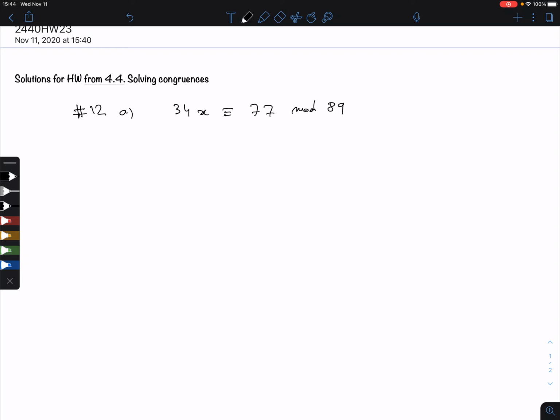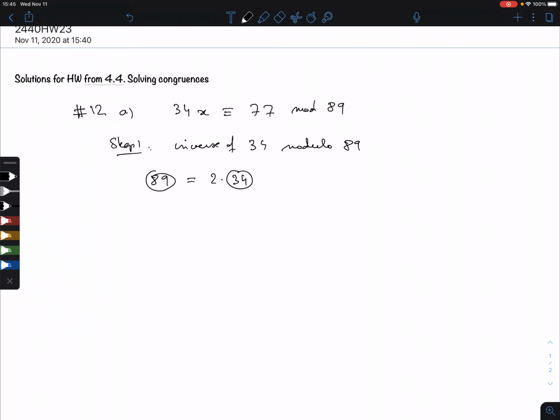Now, in 12, they say use exercise 6, so I'm going to work out exercise 6 as well, where we find the inverse, because what we need is the inverse of 34 modulo 89. So step 1 is the inverse of 34 modulo 89. How do we do this? We do this by using the Euclidean algorithm. We're going to divide 89 by 34, and we're going to circle these things because we're going to have to do the backwards Bezout form. We really need the Bezout form to find the inverse.